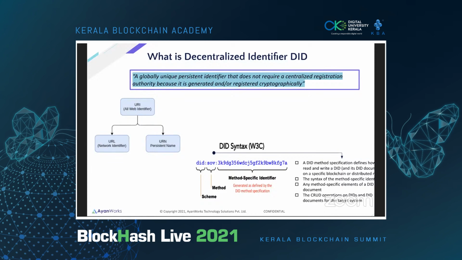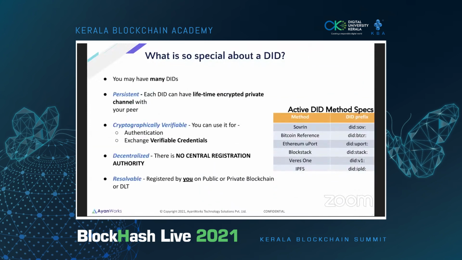SSI has different components: agents, wallets, credentials. So you need a name, you need an identifier to talk to each other. If I have to give a letter to someone, I should have the address of the person. The same way, a DID works for a decentralized application or an SSI based application. A DID has multiple components: scheme, method, and identifier. The identifier is basically the cryptographically generated address. So this is what a DID is, how it is built, and what the components of a DID are.